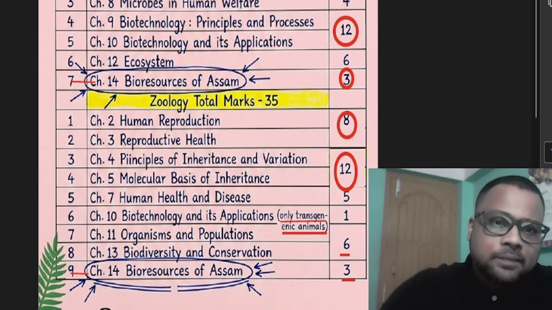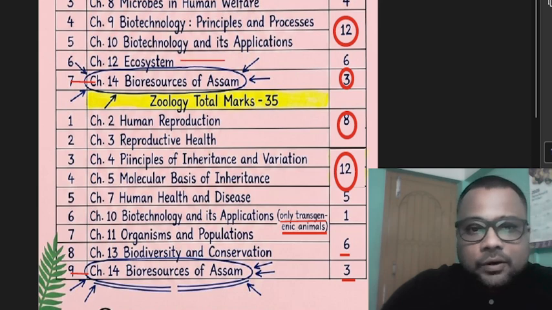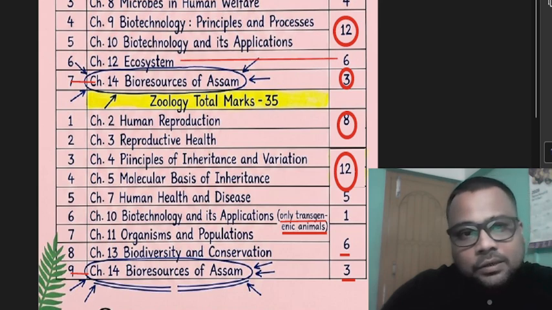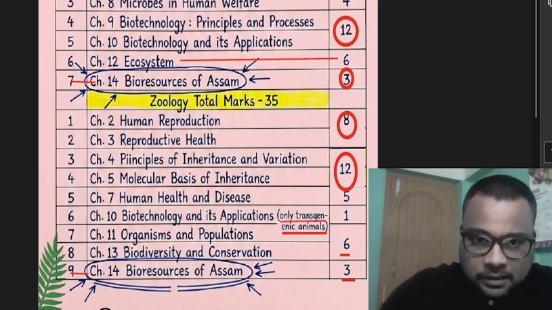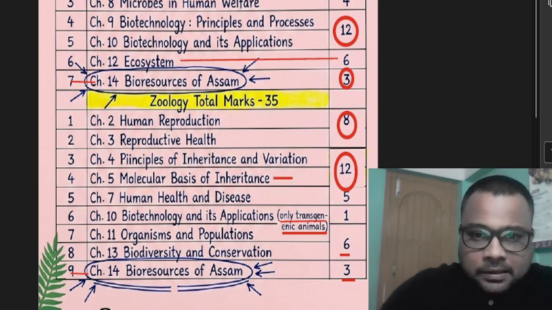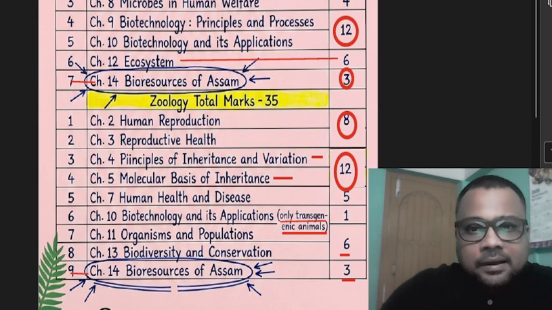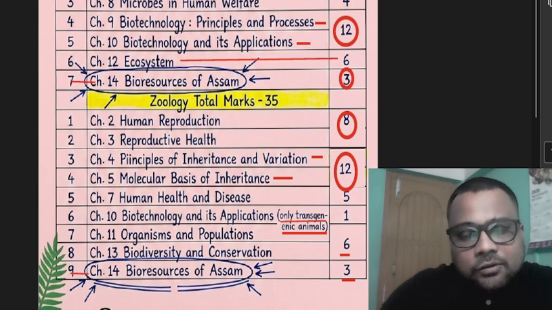Second, ecosystem. Many of the things you will already be knowing, right? Basic ecology concepts are there in the ecosystem. So again with less effort you are going to get 6 marks in ecosystem, right? Again, if we talk in depth, then these couple of chapters, like molecular basis of inheritance, principles of inheritance and variation, biotechnology principles and processes, biotechnology and its application, sexual reproduction in flowering plants, and evolution.